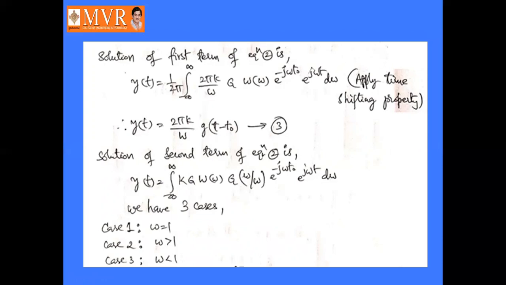The solution of the second term of equation 2 is also y of t equal to integral from minus infinity to infinity of k into g into w of omega into g of w by omega into e power minus j omega t naught into e power j omega t d omega. We have three cases. In case 1, omega equals 1. In case 2, omega is greater than 1. In case 3, omega is less than 1.